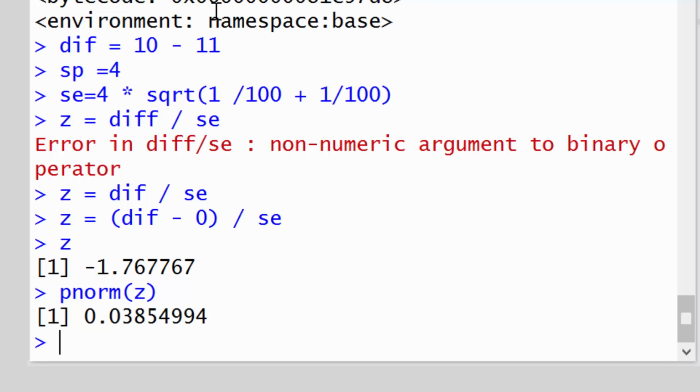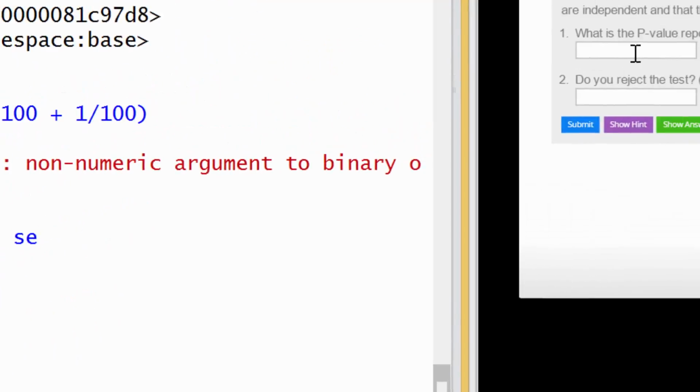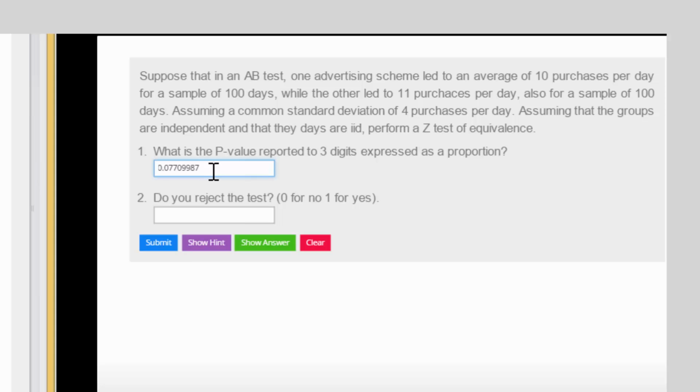However, it doesn't say, so we're going to have to assume that we need to do a two-sided test. So let's do 2 times that. There's our answer. Let's plug that in. And then we do not reject. If I don't tell you, let's just assume that the type 1 error rate is 0.05. So we would not reject for that. Then we plug in 0 and submit.